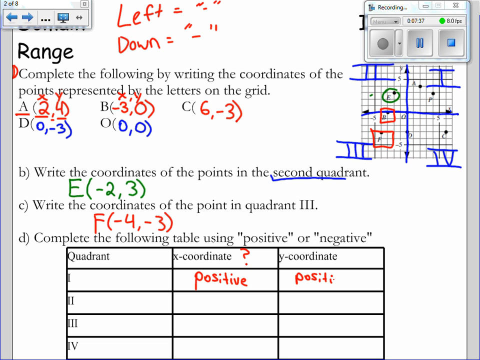If you're in quadrant 2, you've gone to the left, so that's negative. But you're still going up, so it's positive. If you were in quadrant 3, you've gone left again, so you're negative. And you've gone down, and down is negative. Lastly, quadrant 4, we're now going to the right, so that's back to being positive. But we're still going down, so it's still a negative.